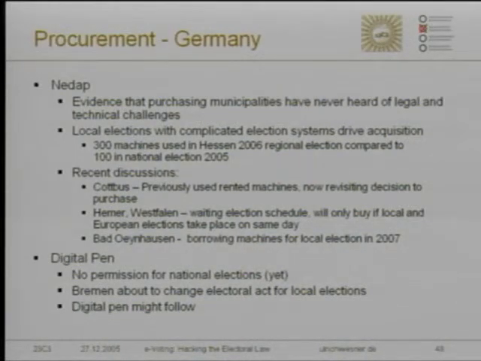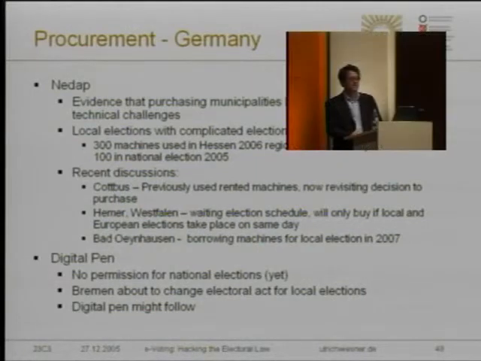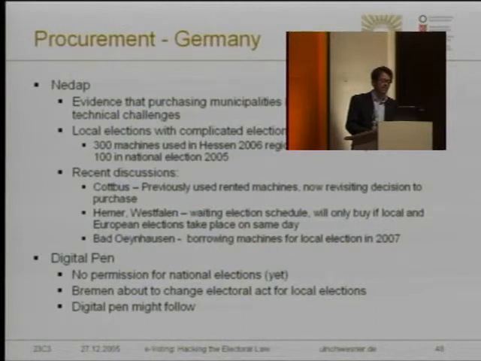Cities currently discussing purchasing NEDABs are Cottbus, Herne in Westfalen, and Bad Oeynhausen. When you speak to these people in these cities, you don't have the impression that they've ever heard of the NEDAB hack or that they ever Googled for NEDAB or for e-voting. There's quite some awareness to raise here in Germany.